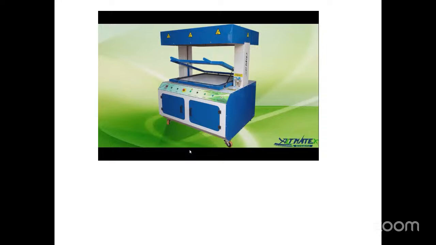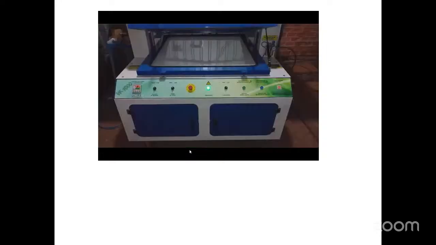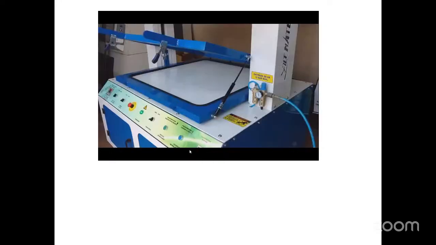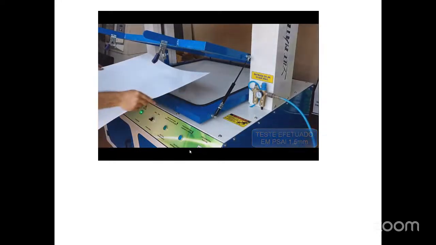This is also a batch type process, friend. There are two types of process: continuous process as well as batch type process. See, the heaters are there, which will heat the sheet. See now they are fixing the sheet with the help of a clamp.